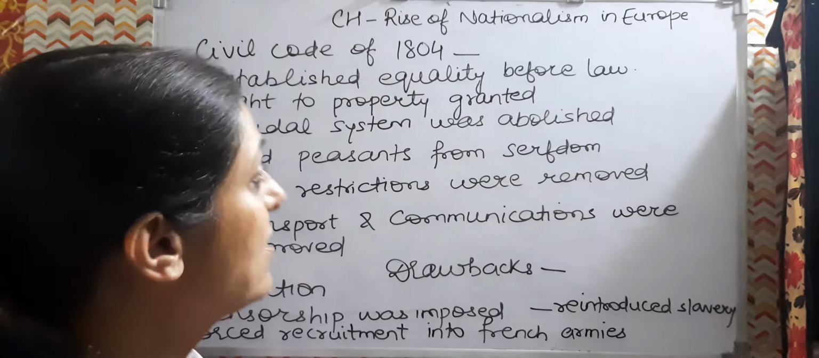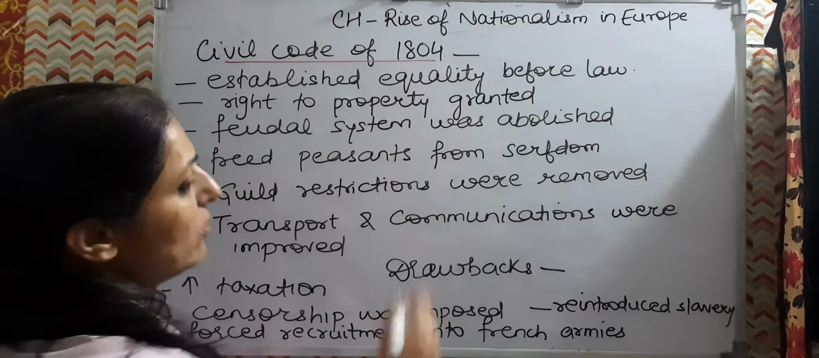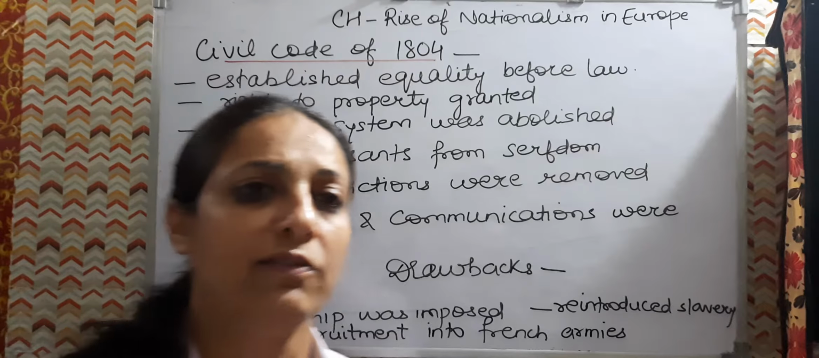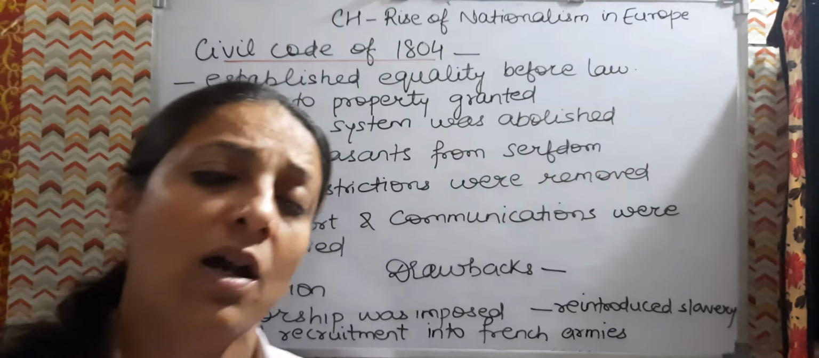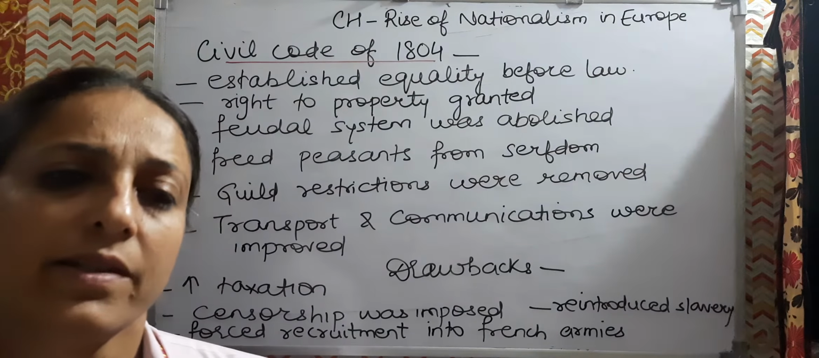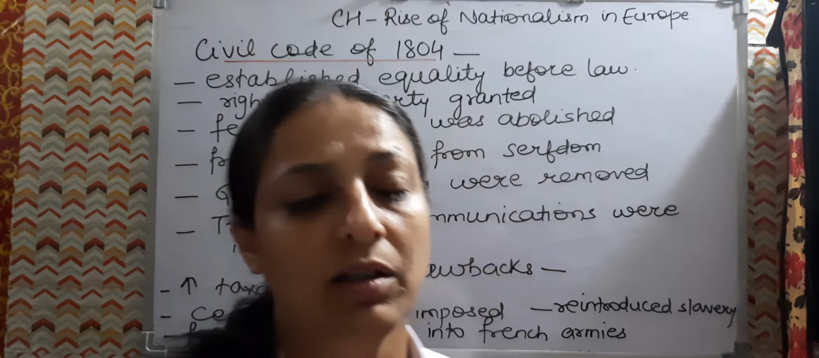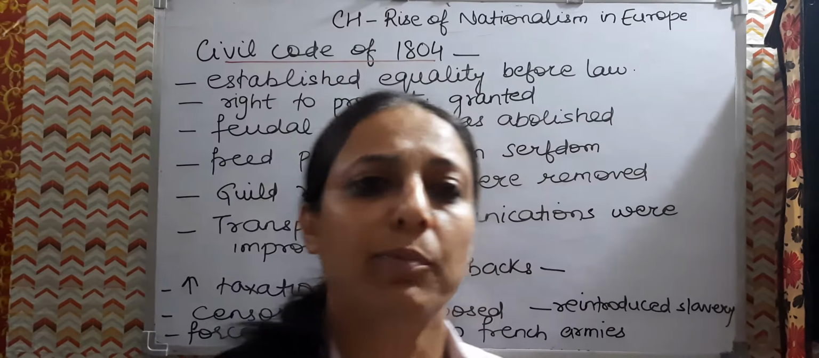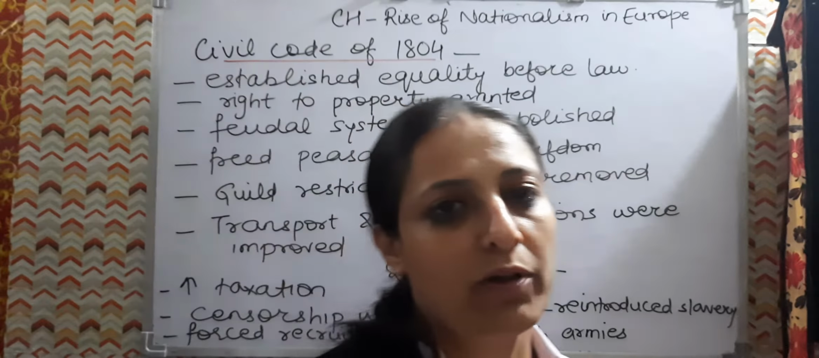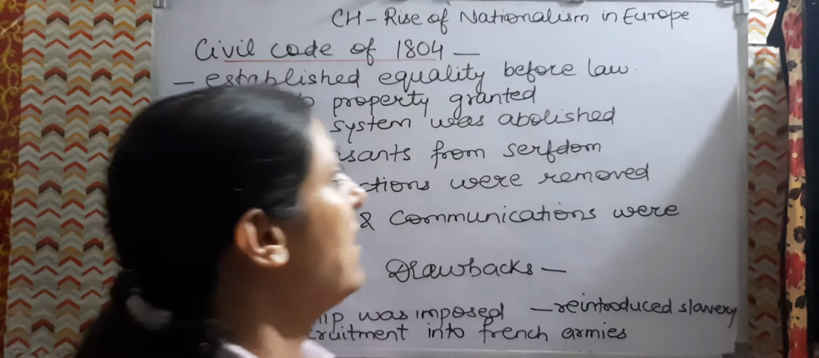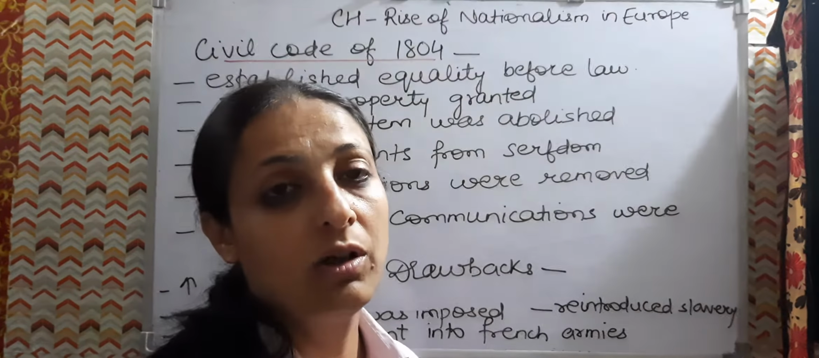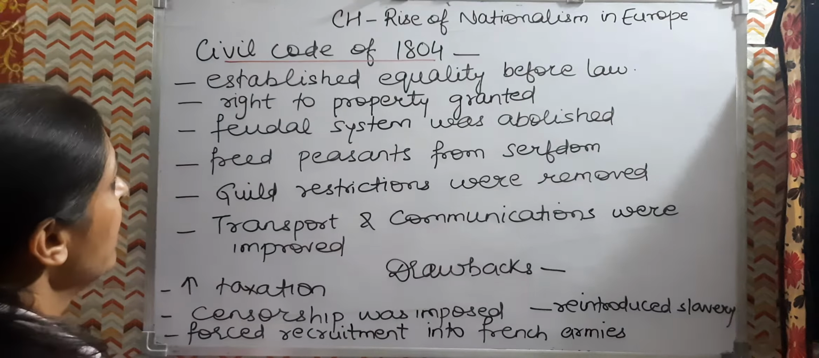So today we have to discuss the Civil Code of 1804. You know the French Revolution happened in 1789, and the first clear-cut expression of nationalism came from the French Revolution. After that, in 1799, a military dictatorship was established by Napoleon, and then in 1804 he declared himself the emperor of France. When he became the emperor of France, he gave the Civil Code of 1804, which is also known as the Napoleonic Code.